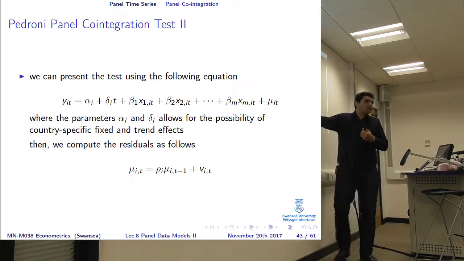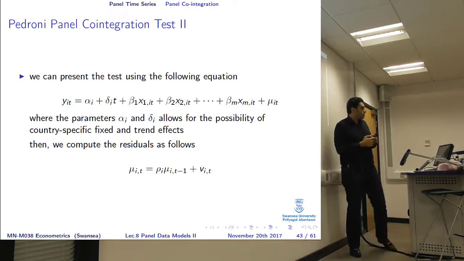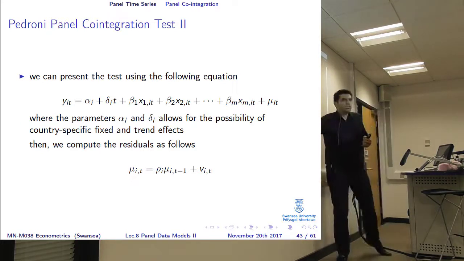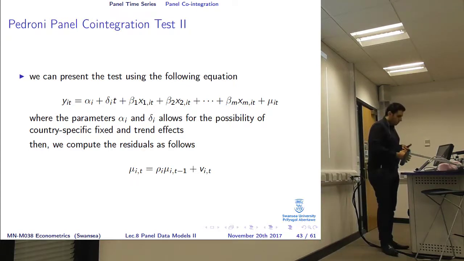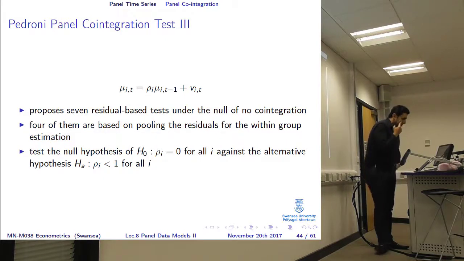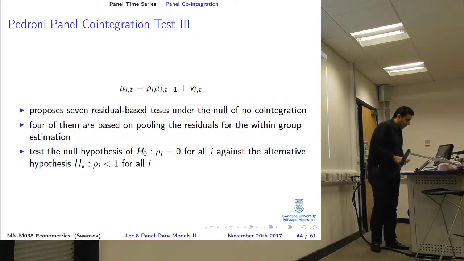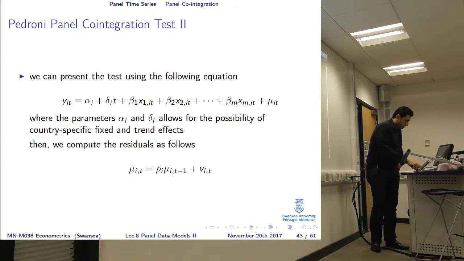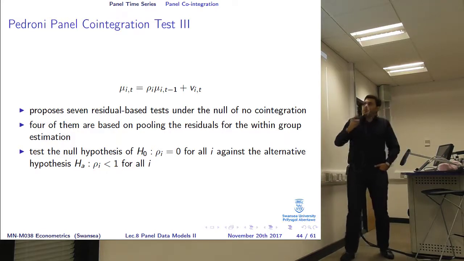So what do we need from this equation? It's a residual-based test, yeah? Estimate the equation, then you obtain the residuals. Once you obtain the residuals, all we need to do is examine these residuals using one of the unit root tests, okay? And that's basically what it does. So what Pedroni does, for this error, it actually gives 7 residual-based tests.